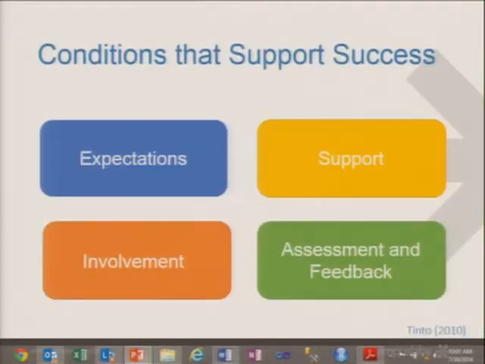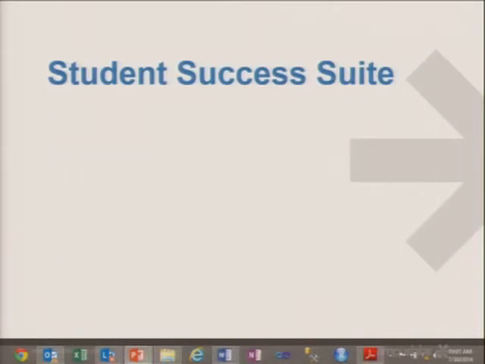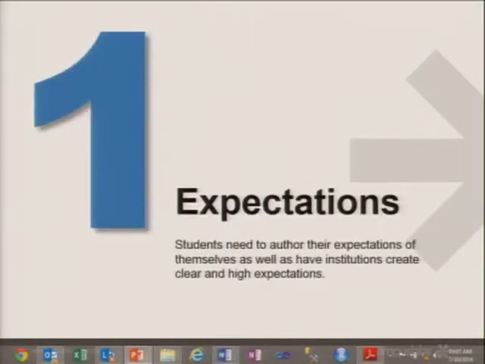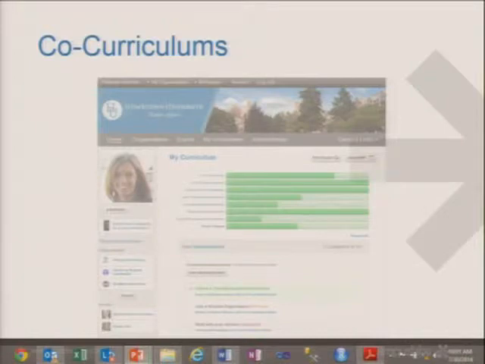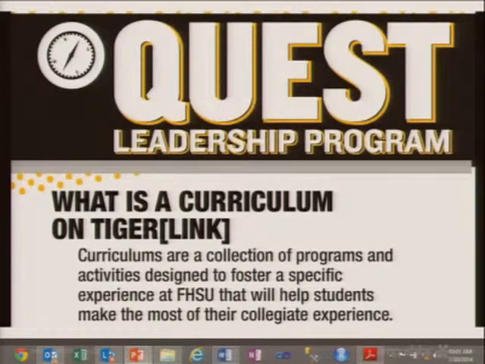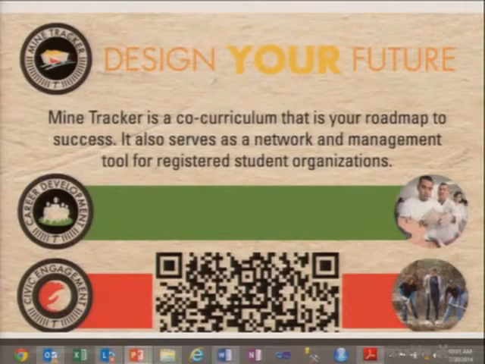Hey, the conditions that support success. So expectations, creating support in that endeavor. We'll jump through. We've talked about that first level of expectation and the co-curricular aspect of things. We also, we'll jump through. This is an example at Fort Hays State. They utilize something called TigerLink to help get students on leadership programs or other types of retention support efforts to help them engage with the institution.